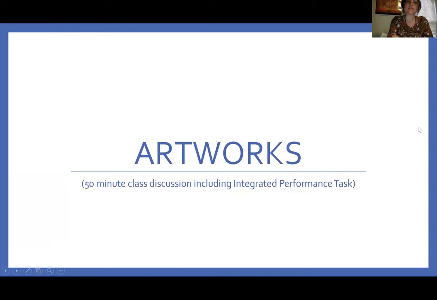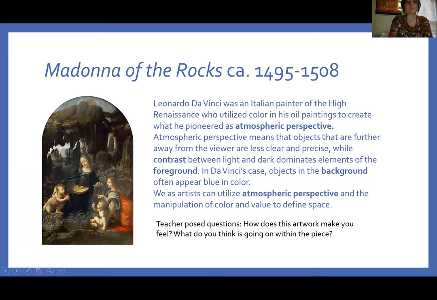So for artworks, I would give about a 15-minute class discussion, including the integrated performance test. That would be included within the 50 minutes. First, I would go over a little bit about Leonardo da Vinci. I think that's really important just because he used color to convey atmospheric perspective.